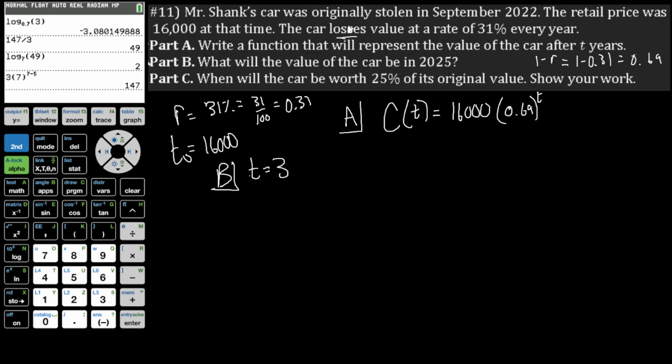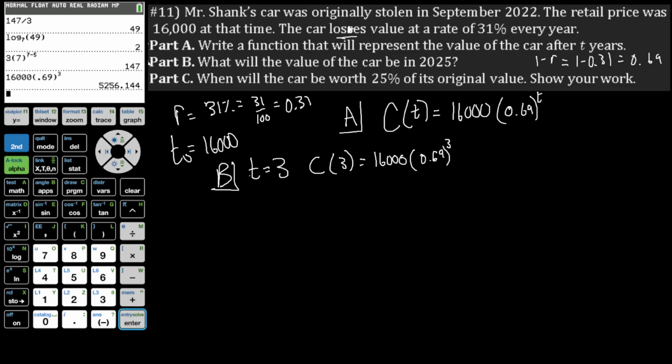Let's have t equals 3. So I'm saying C, my total cost after 3 years, is going to be equal to 16,000 times 0.69 to the power of 3. So type it in exactly as it looks in your calculator. So I have 16,000 times, so parentheses, 0.69 to the power of 3. Hit enter, get your value.